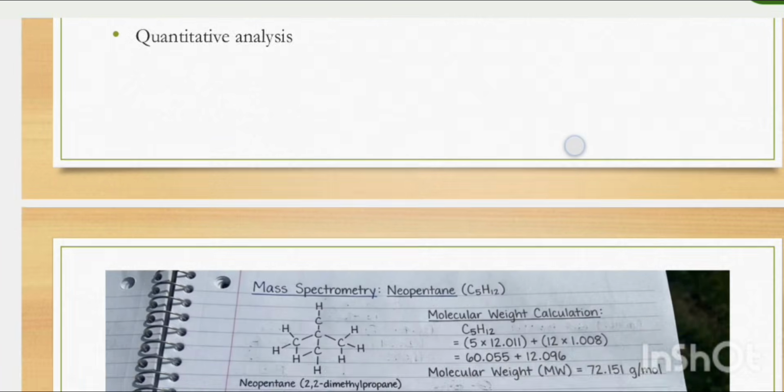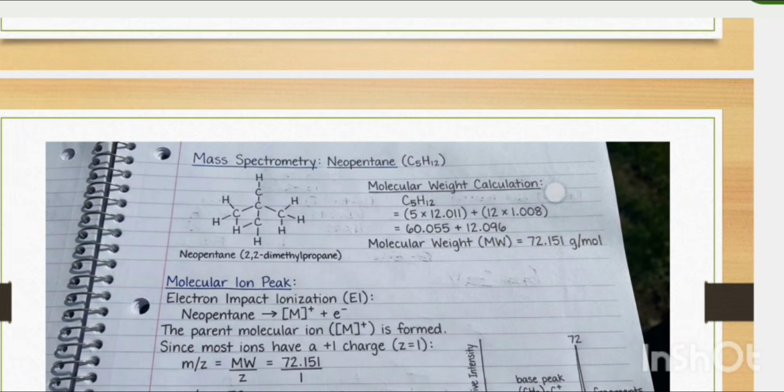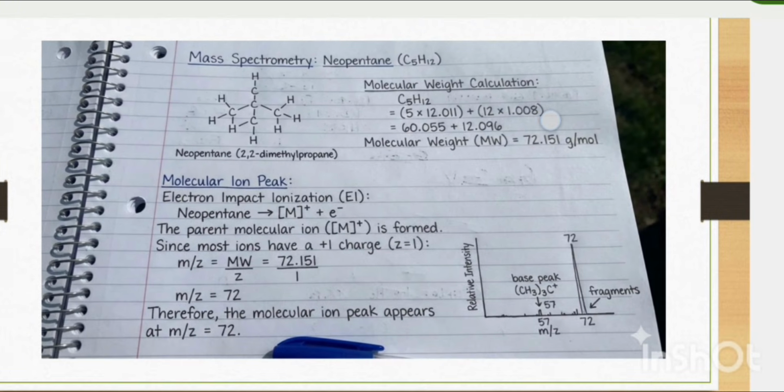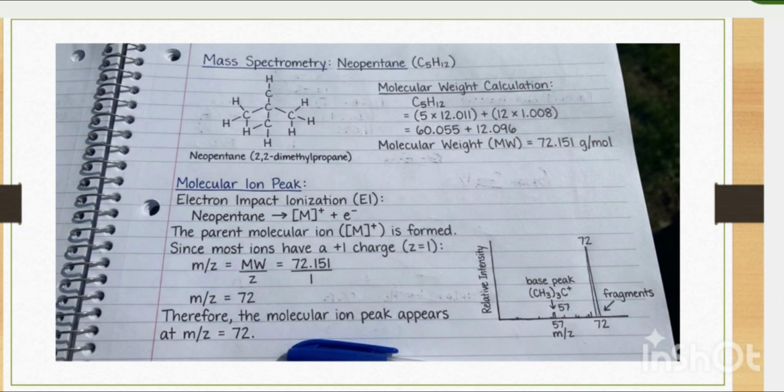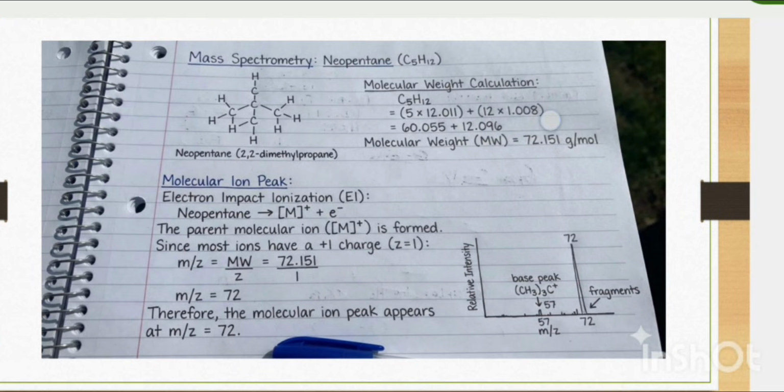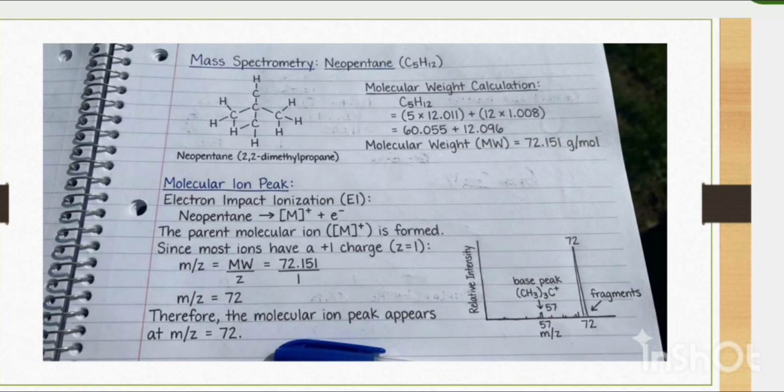Let's understand mass spectrometry with a simple example. Consider neopentane, whose molecular formula is C5H12. To calculate its molecular weight, carbon has an atomic mass of 12 and hydrogen has an atomic mass of 1. We know it very well. Therefore, 5 multiplied by 12 equals 60, and 12 multiplied by 1 equals 12. Adding them together gives 72. So the molecular weight of neopentane is 72.